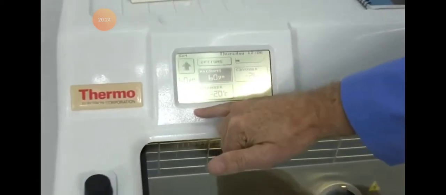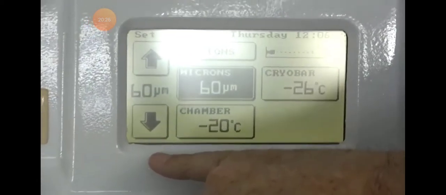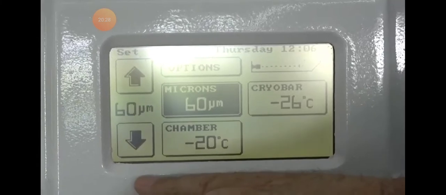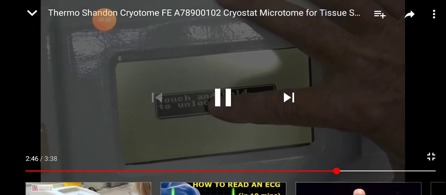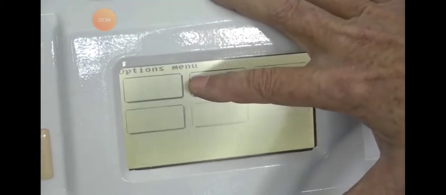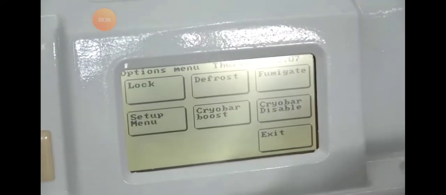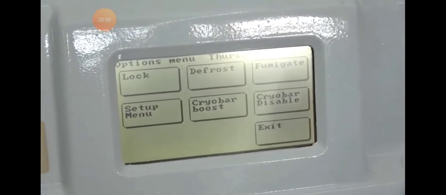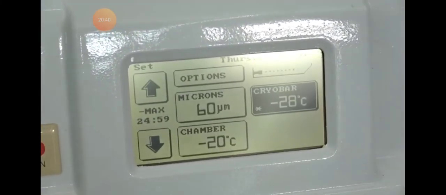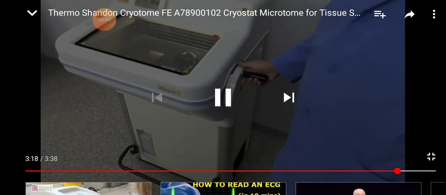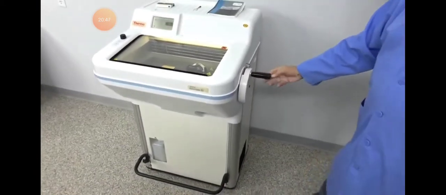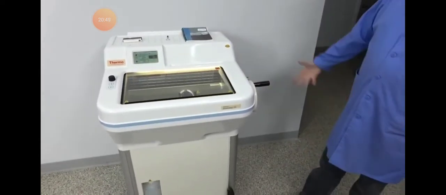We've got this shown here. We can adjust this from 60 microns to 1 micron. Temperatures in the cryo bar. You would start your fumigation, fumigate, defrost, cryo bar boost, which will accelerate how fast the chamber cools. You don't need motorized cut. It cuts manually.